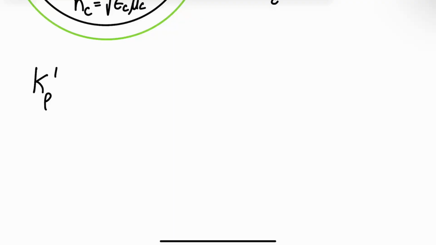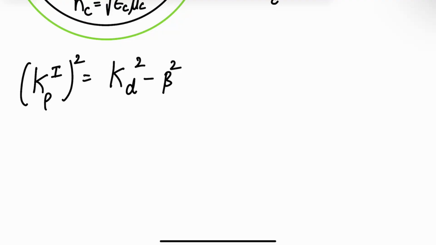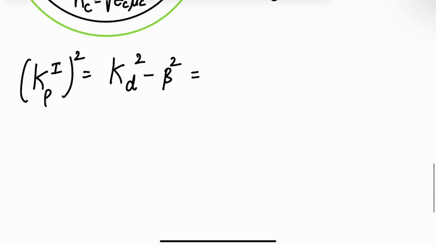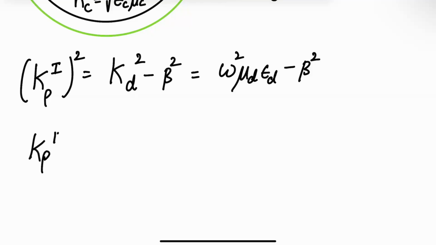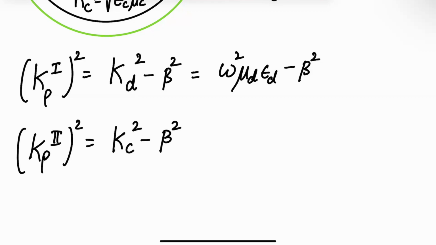I have a wave number k rho along the rho direction, and I know it satisfies an equation from our previous video, where we showed that for cylindrical waveguides you have a dispersion relation: k rho squared plus beta squared is k d squared. This is inside the core, where k d squared is omega squared mu d epsilon d, so k rho squared is k d squared minus beta squared. Inside the cladding, which is region 2, the dispersion relation is k c squared minus beta squared. And beta is the same for both from phase matching, which we saw last time.